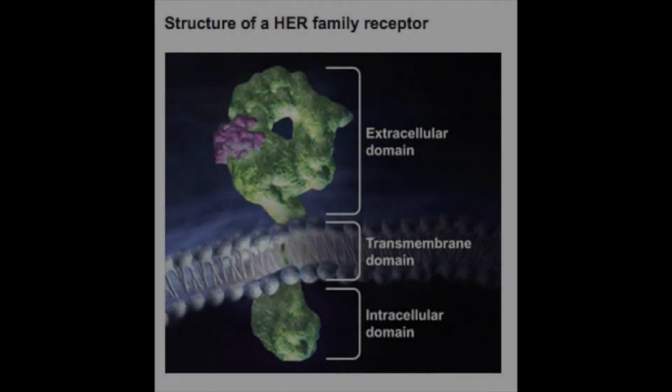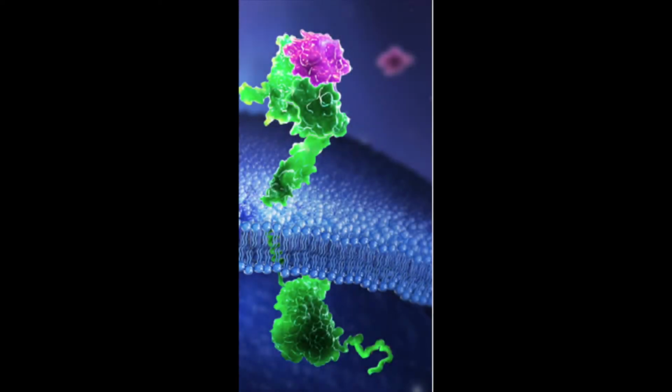HER family receptors exist on the surface of cells, which contain 3 parts: extracellular domains, which are made up of 4 subunits, a transmembrane domain, and an intracellular domain. Let's discuss in further detail the functions of these structures. Firstly, the extracellular domain is made up of subdomains 1 through 4. Subdomain 1, shown here in purple, is constantly in contact with subdomain 3. Permanent interaction between these two subdomains keeps the receptor in an open conformation.